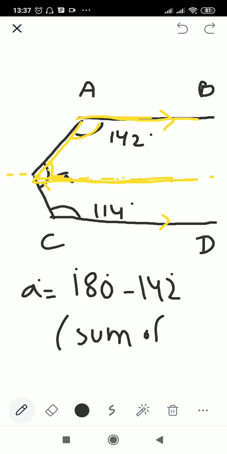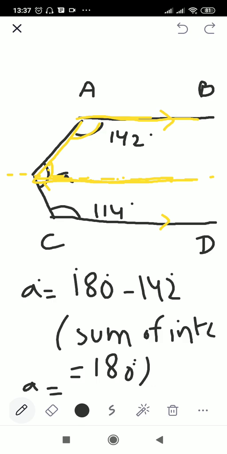Sum of interior angles is equal to 180. This is the reason you will subtract it. You will subtract 142 from 180 and you will get that angle A. All right, what you will do, you will subtract 142 from 180, you will get angle A, and that is A is equal to 38. When you subtract 142 from 180, you will get 38.